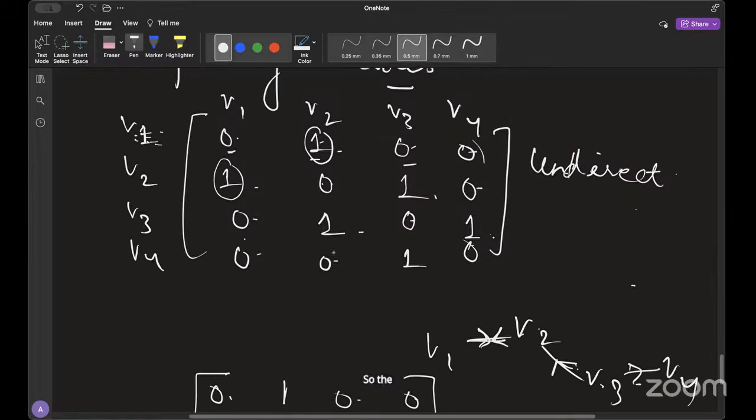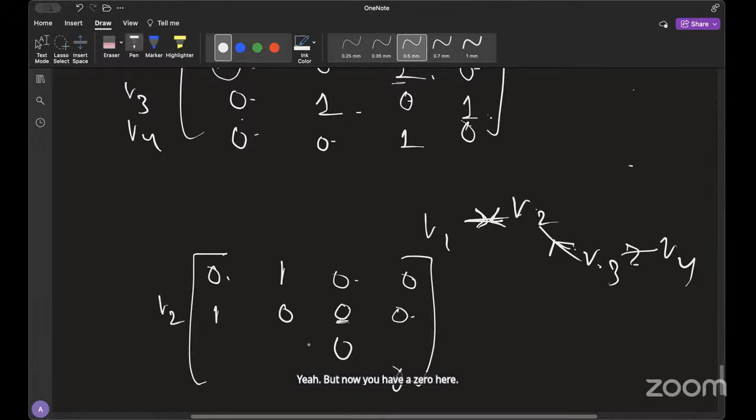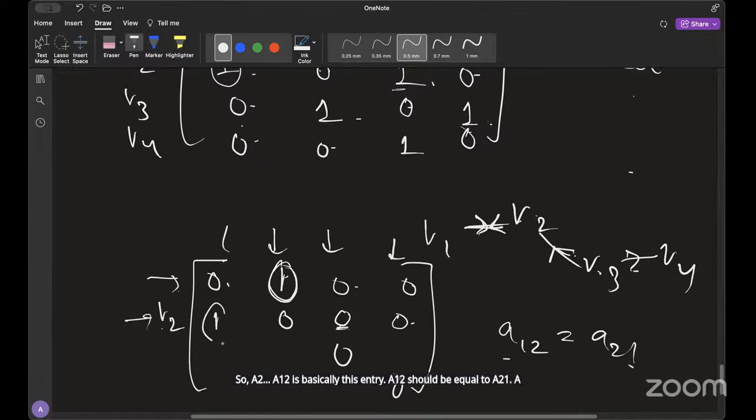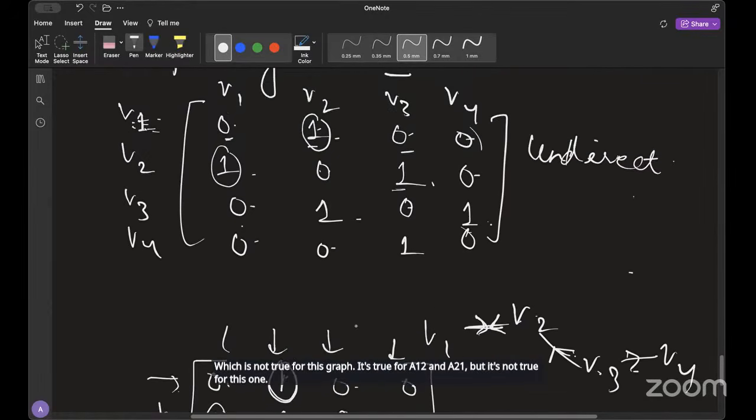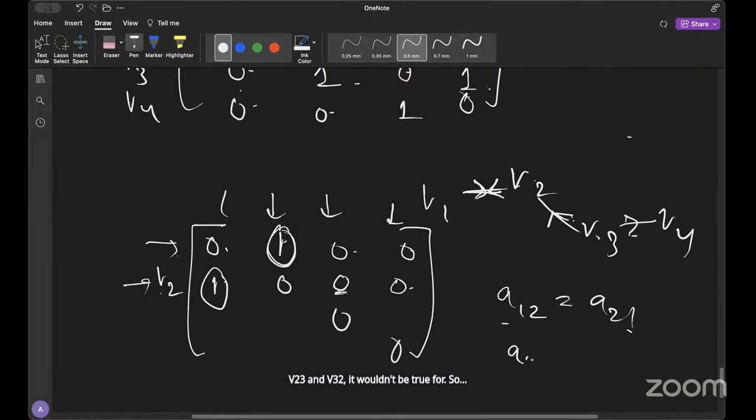So the difference here is, here you had a 1, but now you have a 0. If you have the A12 entry, A12 means the first row and second column. These are columns, these are rows. So A12 is basically this entry. A12 should be equal to A21, and A21 is this entry. It's true for A12 and A21, but for V23 and V32 it wouldn't be true. So A23 and A32 are not equal for this one.